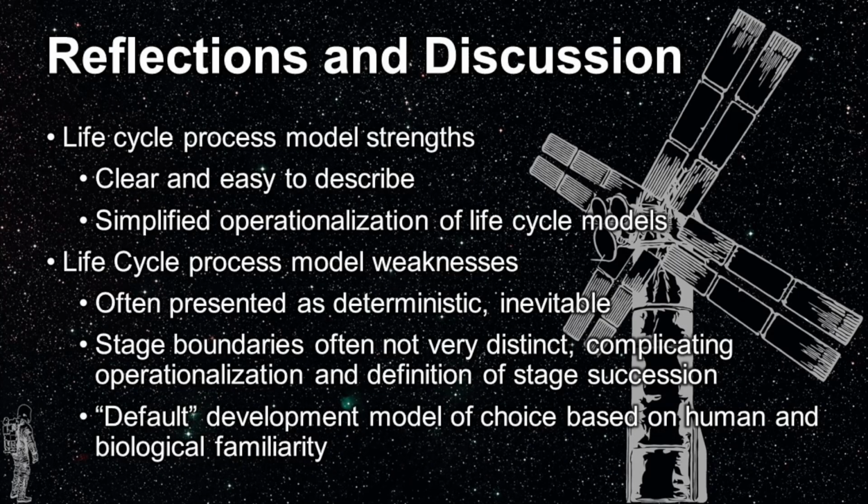Ultimately, the life cycle process model has both strengths and weaknesses. Its strengths are that it's clear and easy to describe, and it can be simplified operationally. Its weaknesses are that it's often presented as deterministic or can make some change seem inevitable. The boundaries between stages are often not very distinct, thereby complicating the operationalization and the definition of stage successions. Finally, it's often the default development model because humans are very familiar with this type of change model.